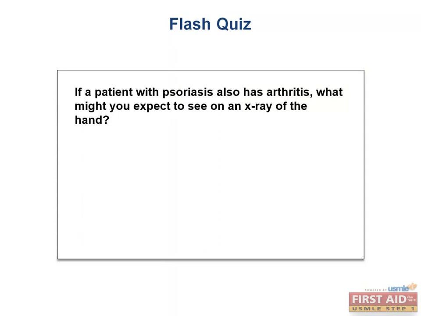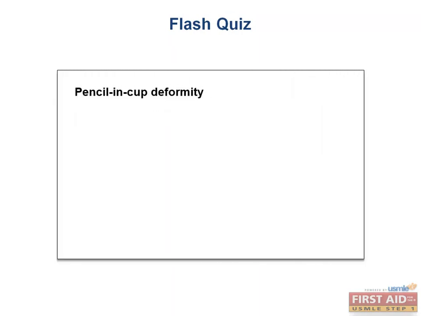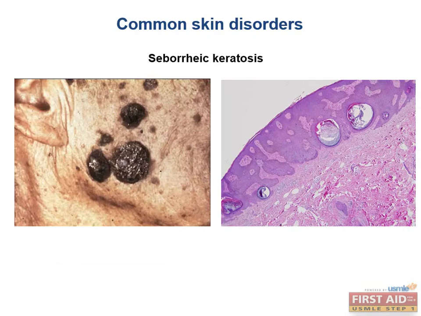If a patient with psoriasis also has arthritis, what might you expect to see on an x-ray of the hand? Pencil and cup deformity. The final common skin lesion that we'll discuss is seborrheic keratosis.